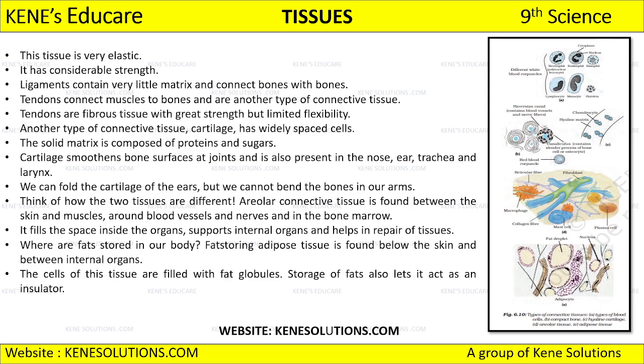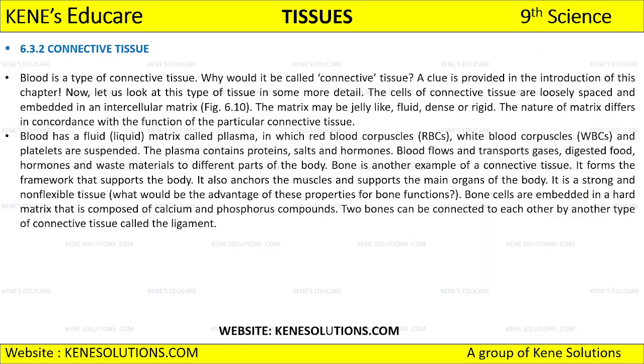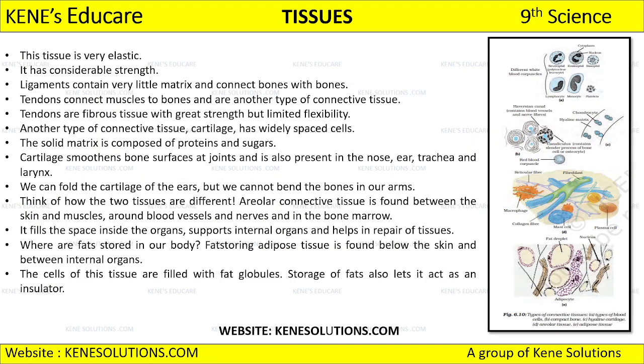Okay, so once we are done with this, now see all the tissues that we have in our body, because we are generally discussing connective tissue. Connective tissues are very elastic and have considerable strength. And we have ligaments. We know that two bones are joined together with the help of ligaments. So what are ligaments now?